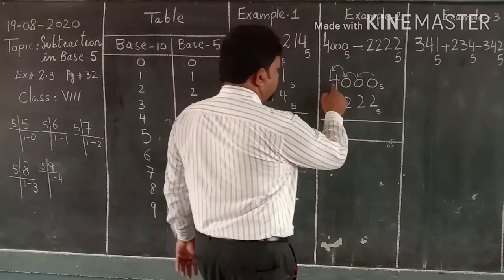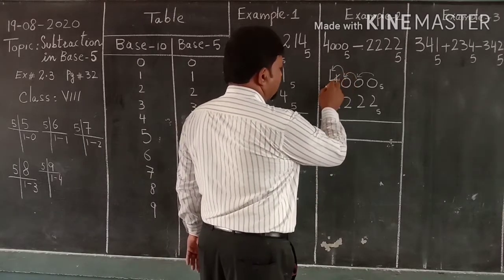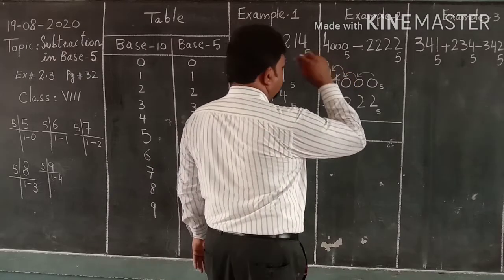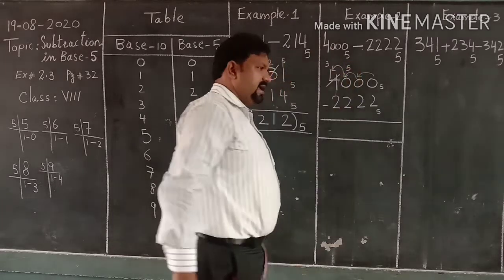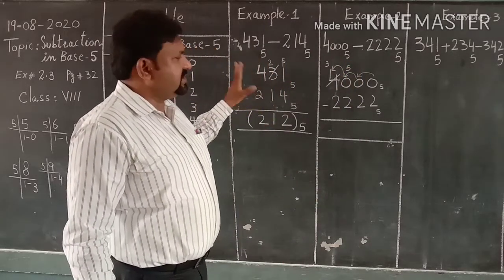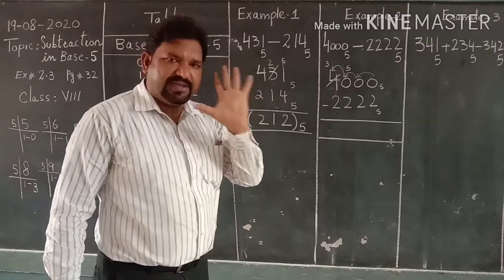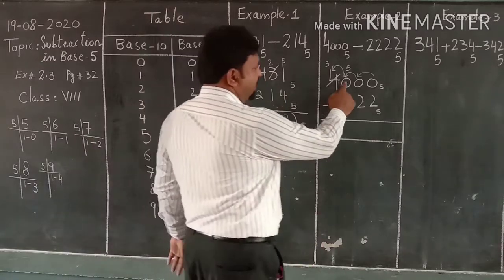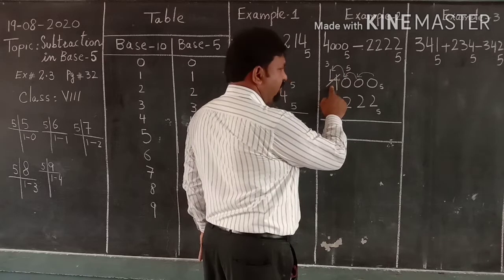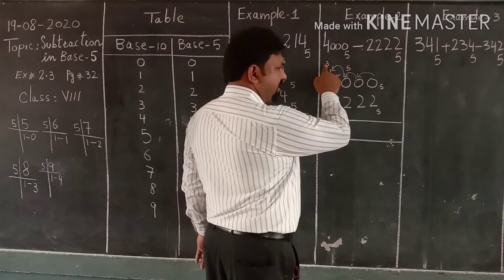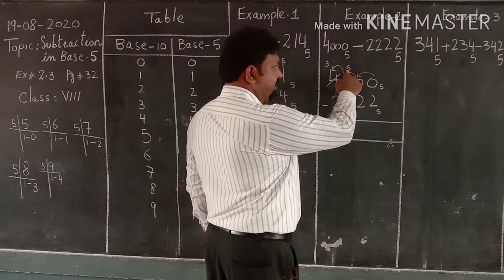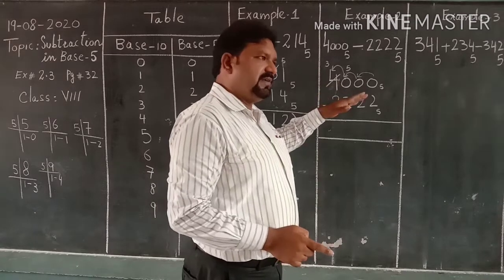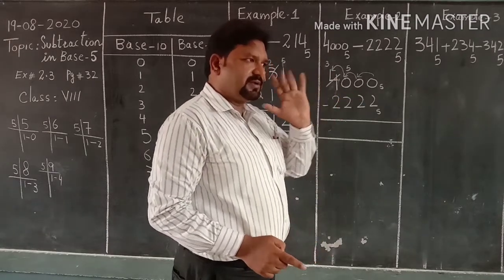When we take a carry from 4, we will cut it and write 3 over it, and then we will write 5 here, because, as I have already told you in these questions, we are subtracting in base 5, so we take a carry of 5. That is why we write 5 here.